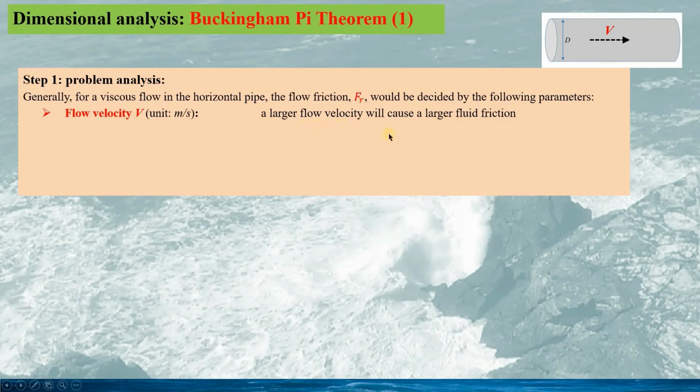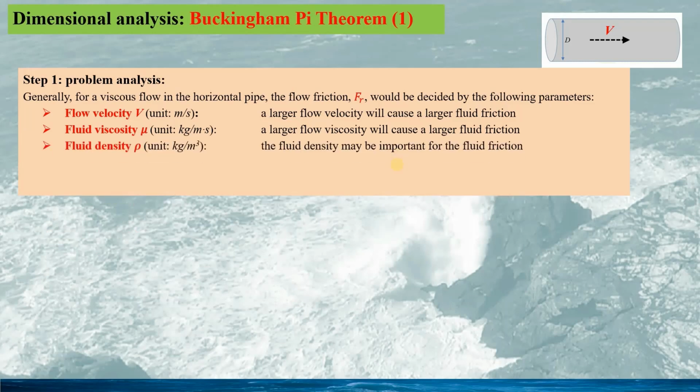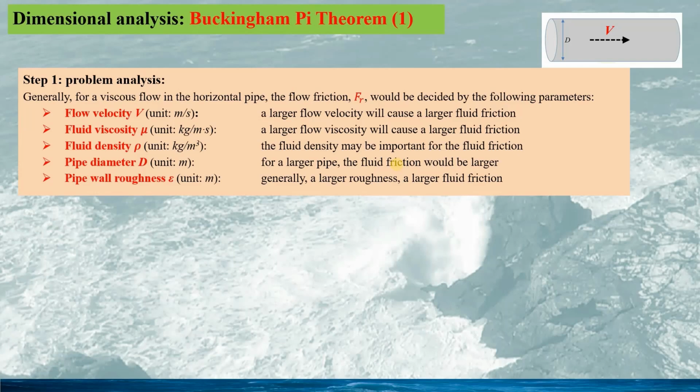Flow velocity. A large flow velocity will cause a large fluid friction. The fluid viscosity would have a large influence on the fluid friction. Fluid density may be an important parameter for the fluid friction. The pipe diameter. For a large diameter, the fluid friction would be larger. And the pipe wall roughness. This may be important for the fluid friction, especially for turbulent flows.